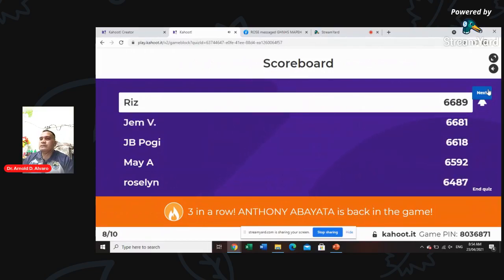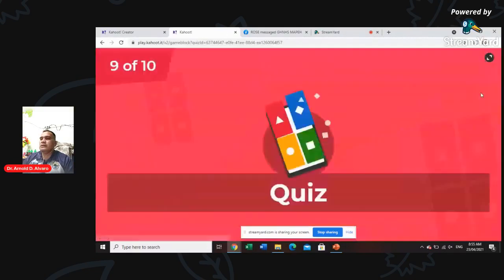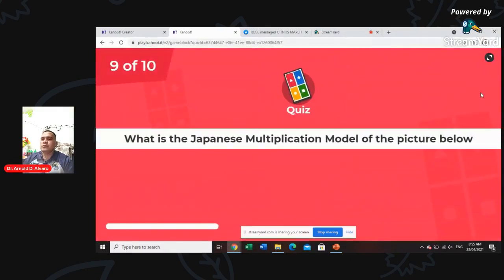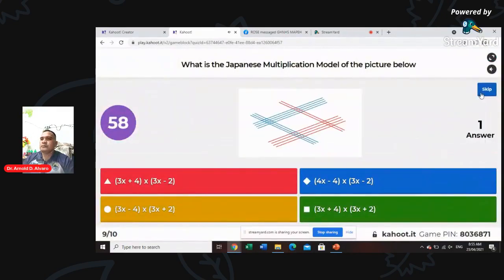Next, we have the ninth question. What is the Japanese multiplication model of the picture below? Is it 3x plus 4 multiplied to 3x minus 2? Or is it 3x minus 4 multiplied to 3x plus 2? Or 4x minus 4 multiplied to 3x minus 2? Or 3x plus 4 multiplied to 3x plus 2?